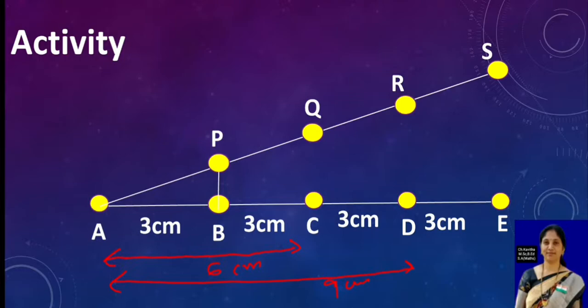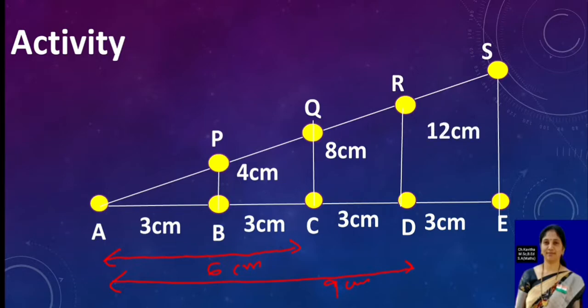So that means PB is perpendicular and QC is also perpendicular. RD is also perpendicular. SE is also perpendicular to the line AE. And here take BP as 4 centimeters, CQ as 8 centimeters, DR as 12, and SE as 16 centimeters. Now consider the angle theta. Here the angle is the same in the triangles ABP, ACQ, ADR, and AES.